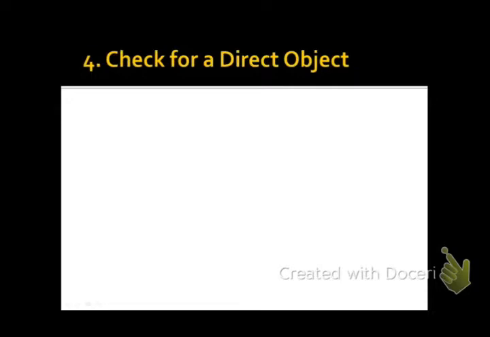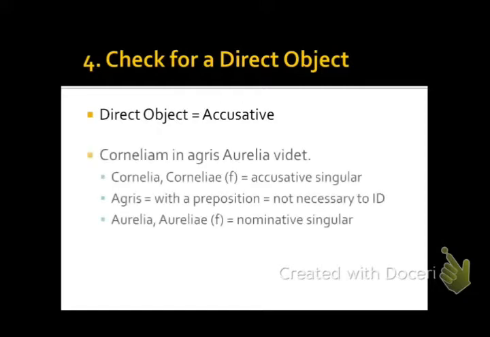So our fourth step, check for a direct object. Remember, there's not always going to be one. But if there is one, it will be in the accusative case. The accusative case signifies that that word is a direct object, unless it's with a preposition or something. So our sentence, we already identified cornelium as being in the accusative, so we have our direct object with cornelium.